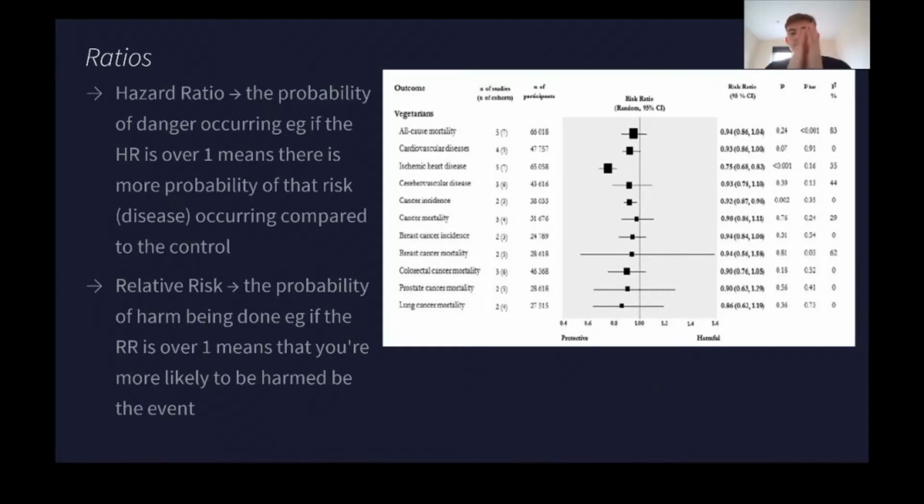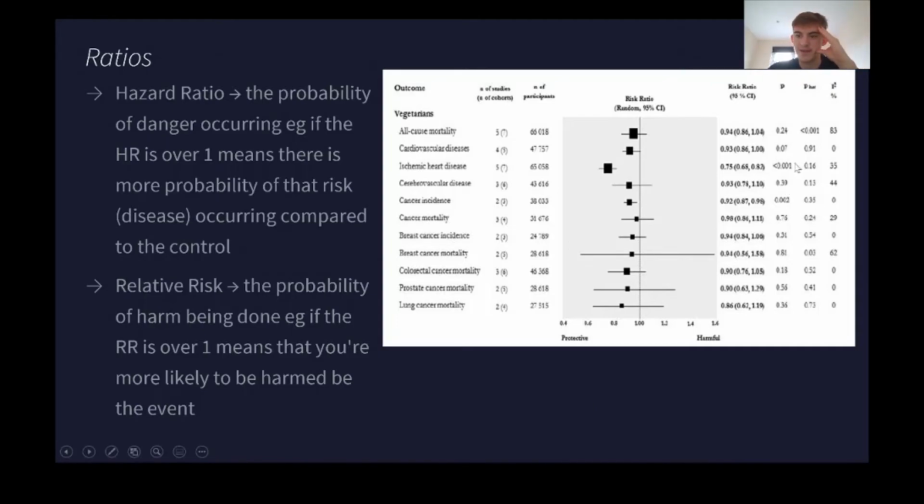So say 1 is your baseline, so nothing happens when you're on this diet. For example, we've got vegetarians here, so say 1 is your meat eaters, and you're comparing vegetarians to that. As you can see here, most of these diseases are reduced when you're on a vegetarian diet. The main ones we want to look at are the ones where the confidence intervals don't touch the midline, this one here. So we've got ischemic heart disease and cancer incidence. In that case, we can say it's a significant reduction in the risk of those diseases.